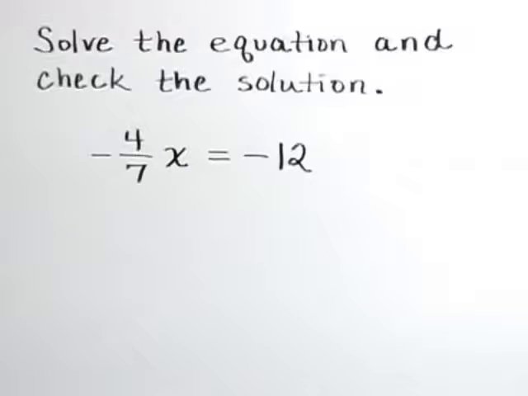Solve the equation and check the solution. Negative 4/7 x is equal to negative 12.